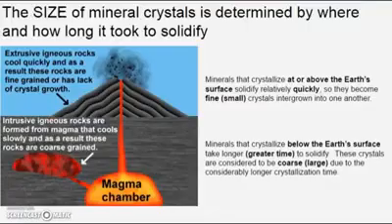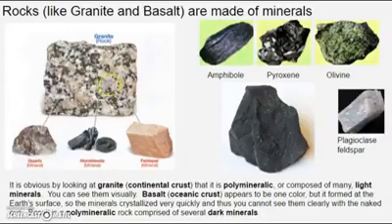And we can see that when we look at this picture here. Minerals that crystallize above the surface have very, very small or fine crystals. And those that crystallize at depth have so much more time to crystallize that they are coarse grained. So granite formed at depth and basalt formed at the Earth's surface.